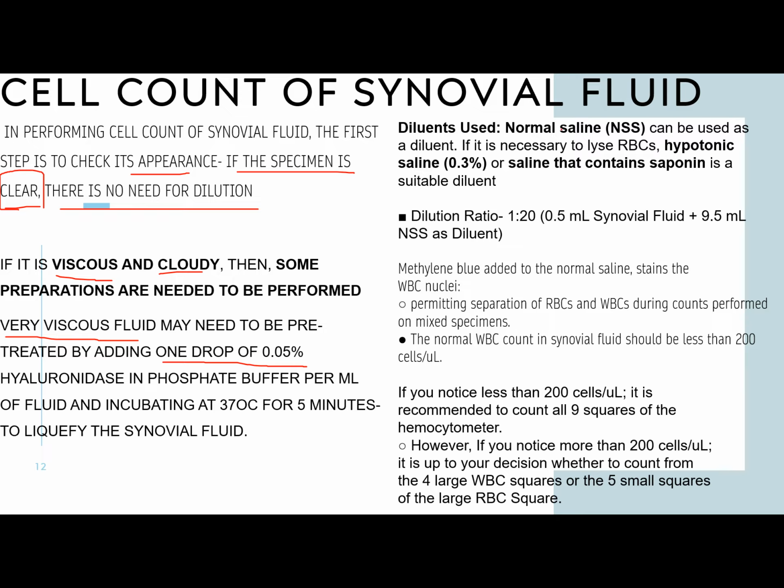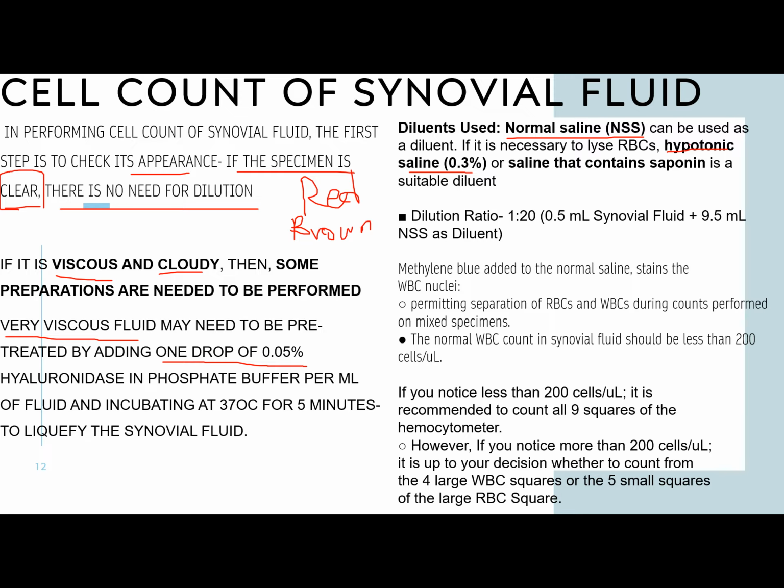Now you would start using diluents. The most commonly used diluent here is your NSS, or normal saline solution. If it is necessary to lyse RBCs, you could also use a hypotonic saline. So let's say your synovial fluid is red or brown. It could be a sign that there are RBCs present.